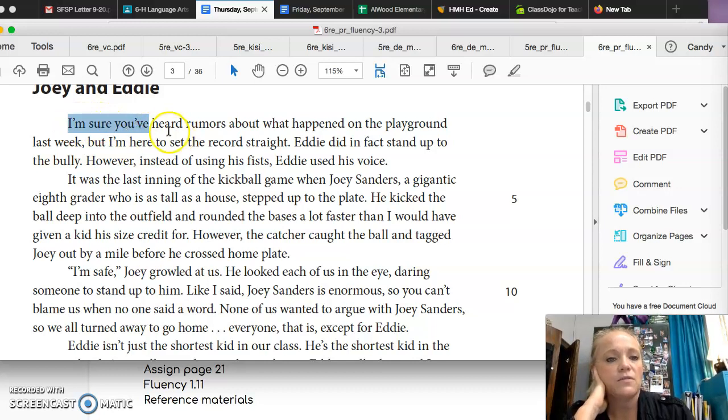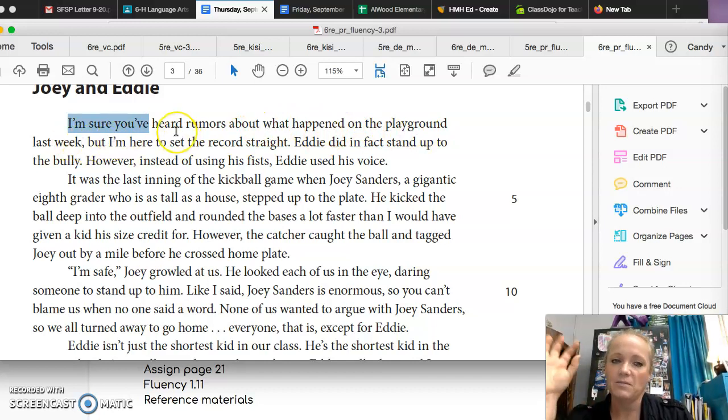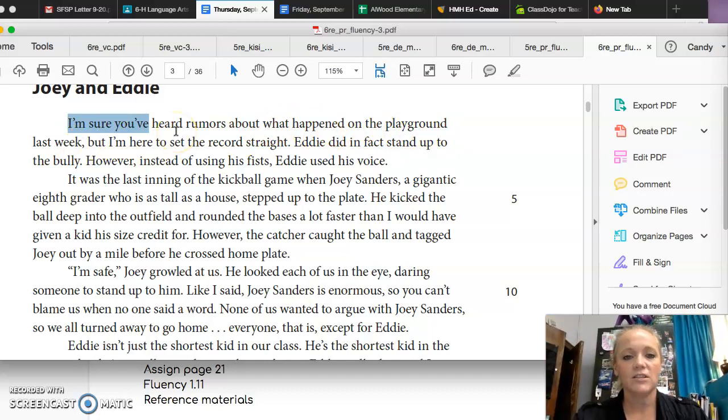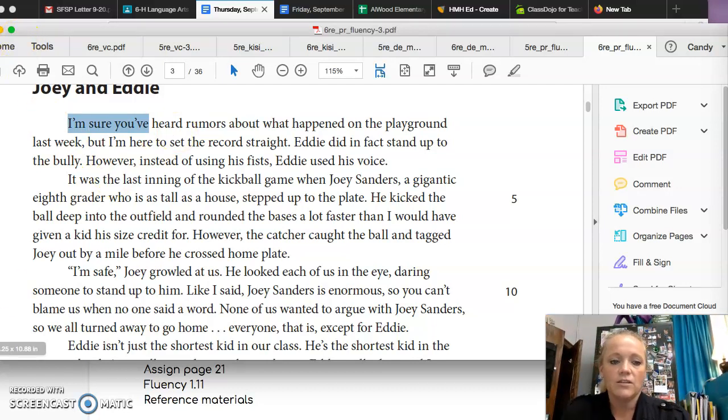I'm sure you've heard rumors about what happened on the playground last week. So it may be a little stilted, but the goal here is to try to train your eyes to read ahead.